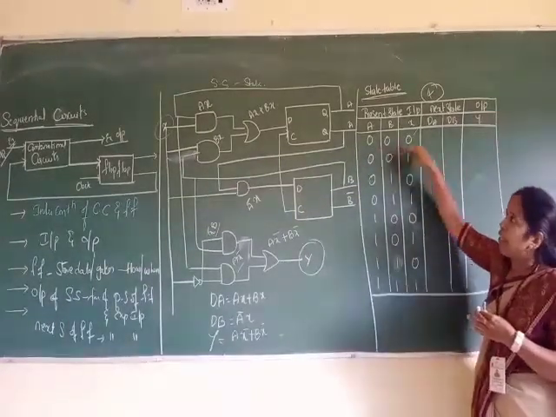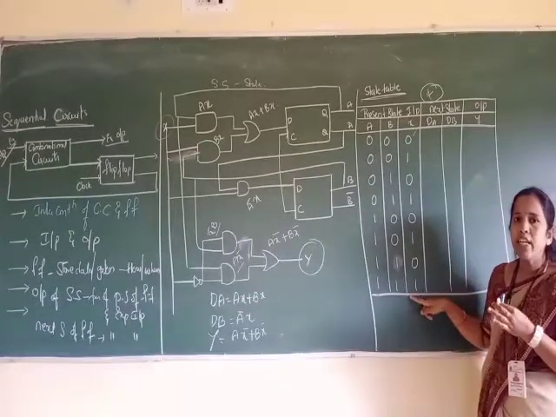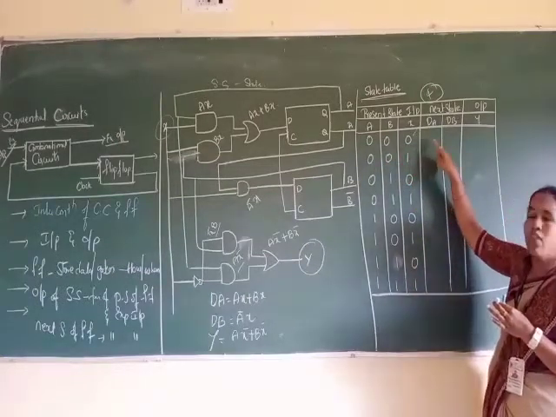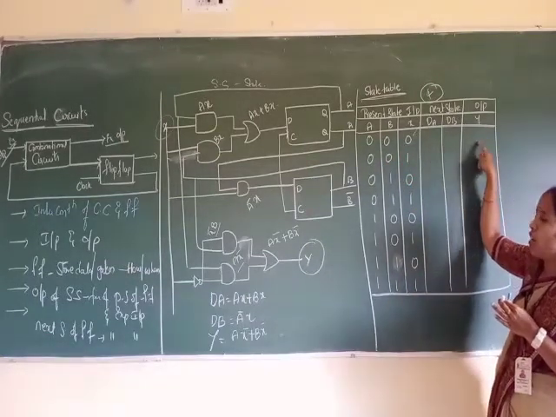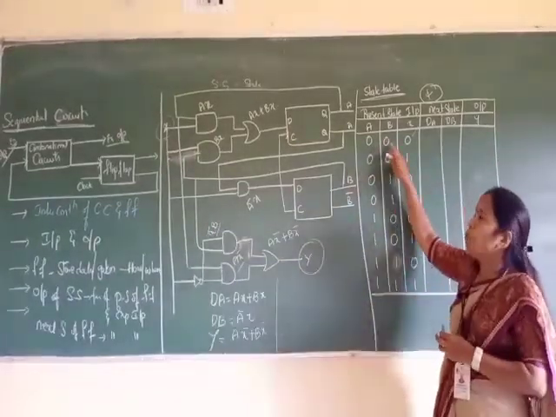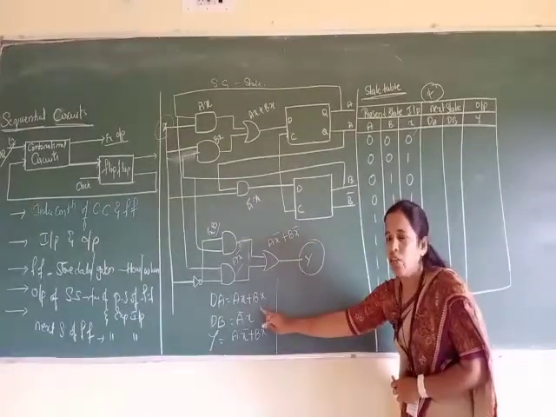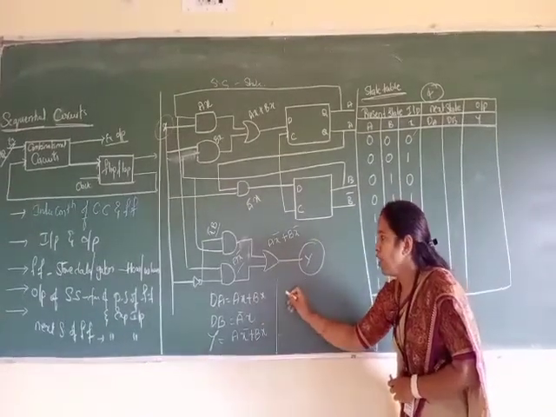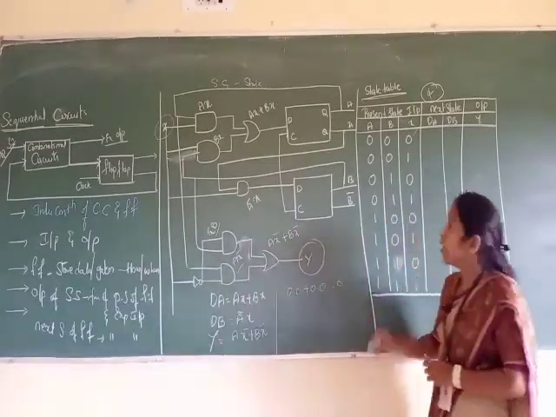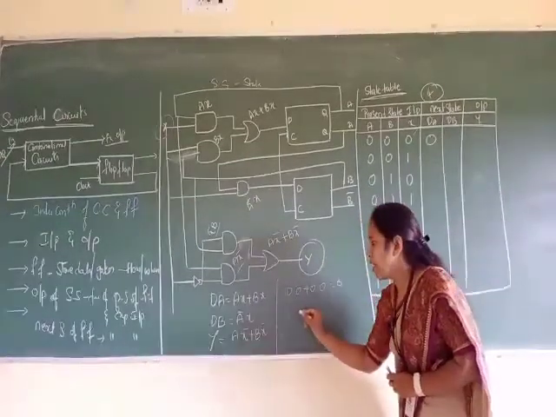Now A, B, X, how many inputs do I have? 3 inputs. So how many combinations will we get? 8 combinations. Using these A, B, X values, I have to generate DA, DB as well as Y. If you check the first case, A is 0, B is 0, X is also 0. Now placing 0 values, DA is equal to 0 into 0 plus 0 into 0. So DA is equal to 0. DB is equal to A bar X.